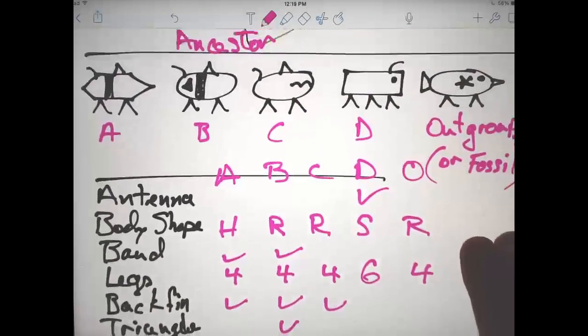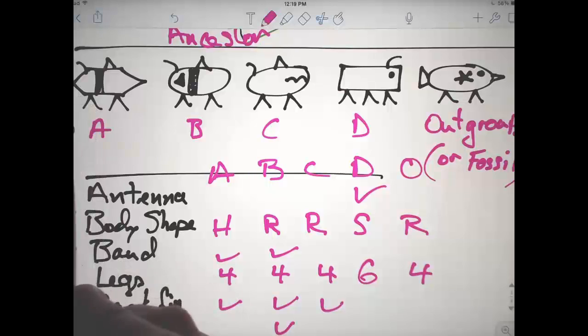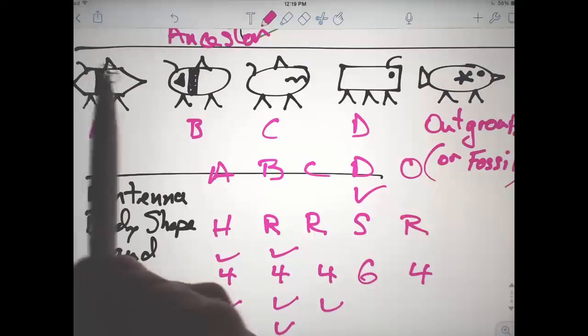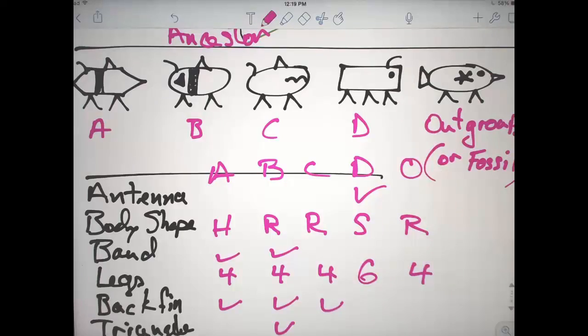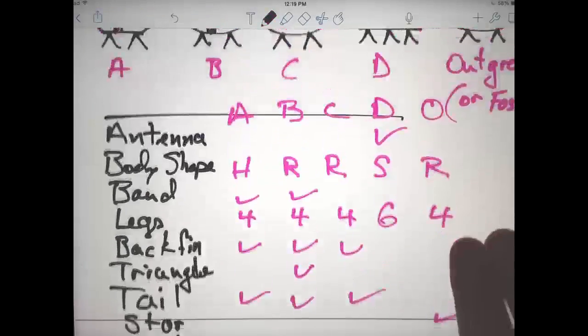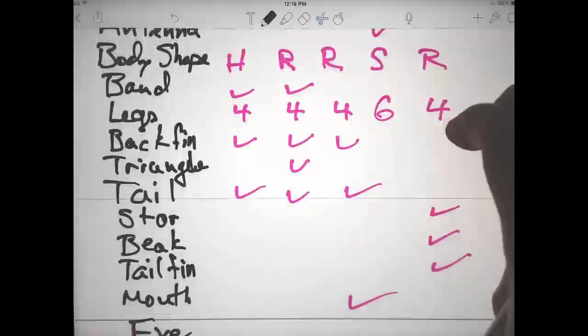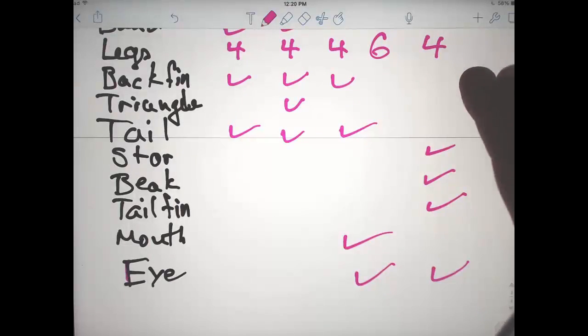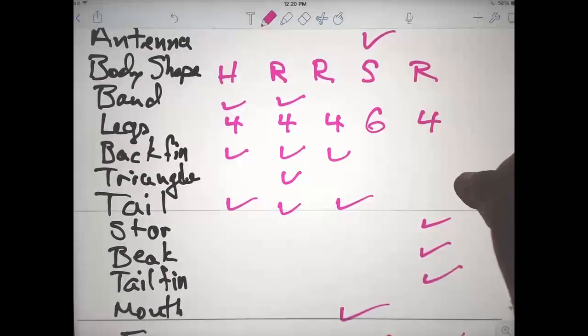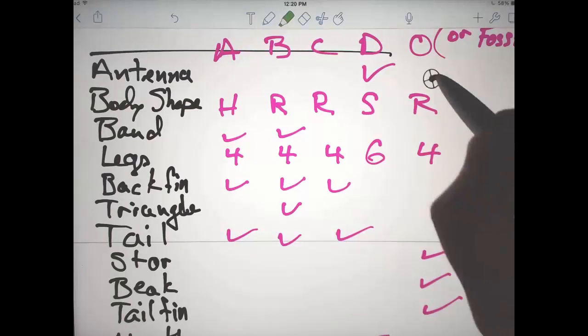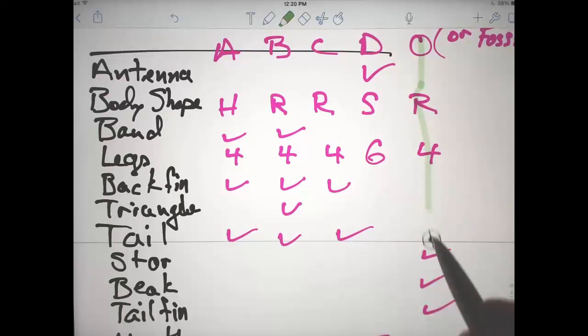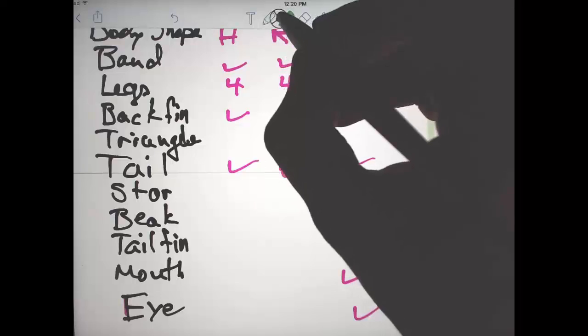We check, have we got them all? Body shape, band, number of legs, tail, fin, the triangle, the mouth, antenna, eye. Oh, forgot the eye. The eye is only in D and the outgroup. Okay, so now we have all of our traits, and now we want to look for shared derived traits. Remember that whatever the outgroup has is ancestral.